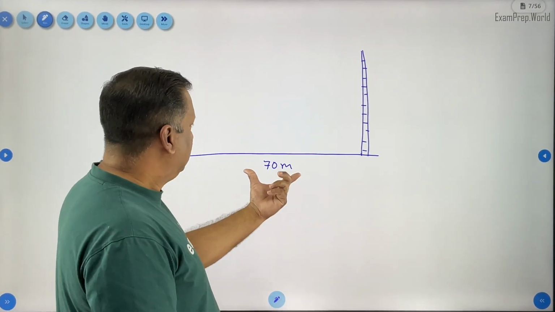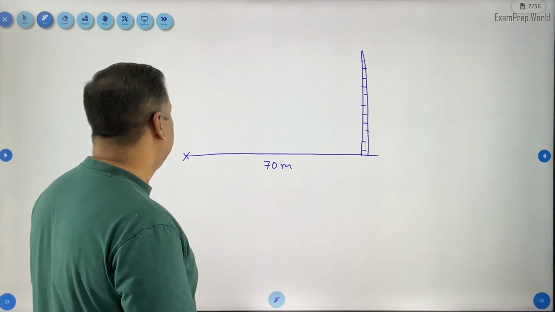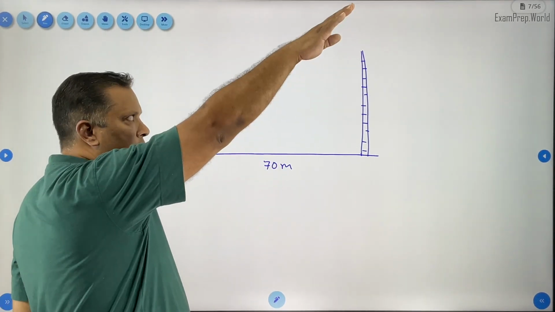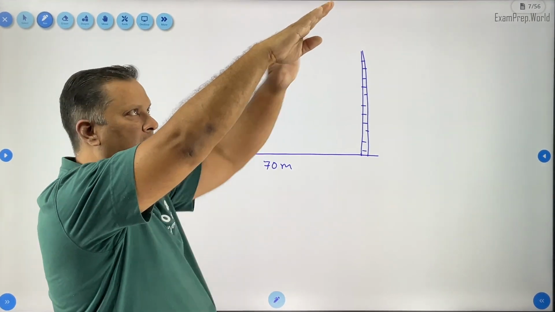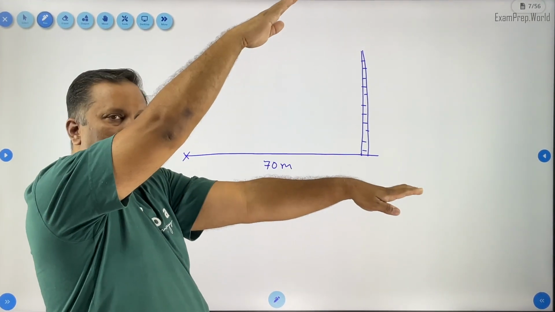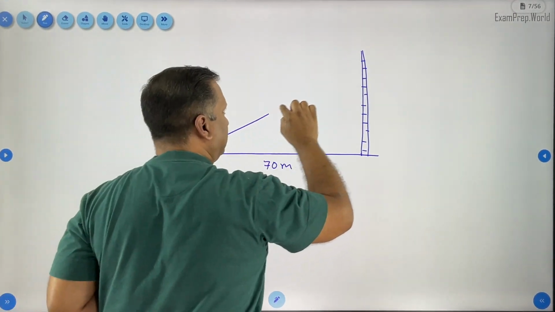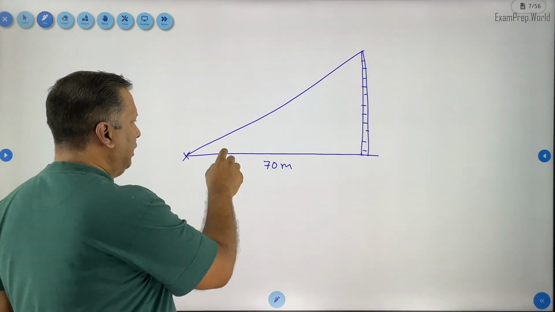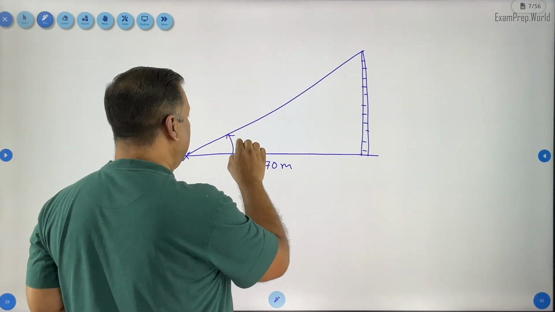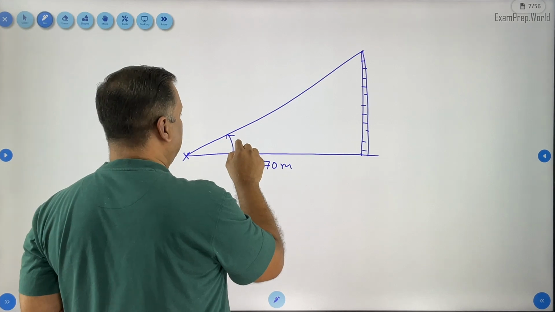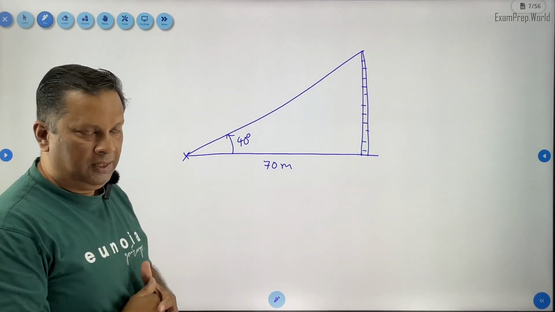Okay. Now you walked from here to a point 70 meters. From here, you are seeing the angle of elevation. So you see the tower and see the angle. For measuring the angle, you have to have a horizontal also. Horizontal is the ground, right? So let's join this line from here to here. And we can measure this angle with an instrument which measures the angle. Suppose we get this is around 40 degrees.